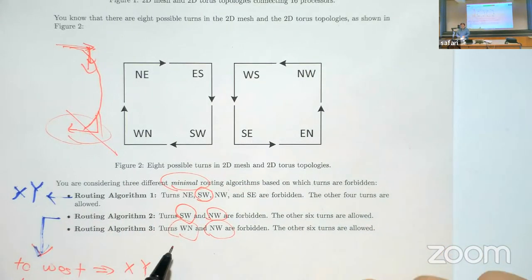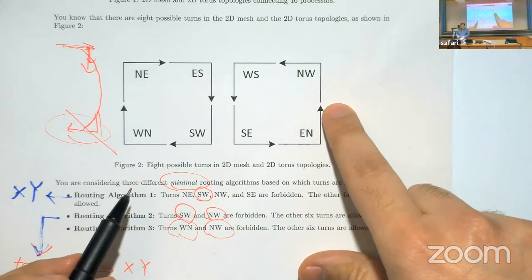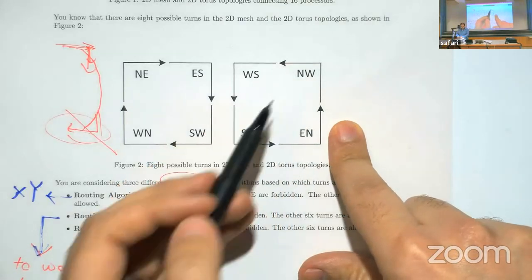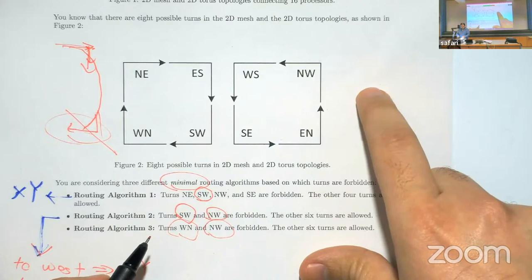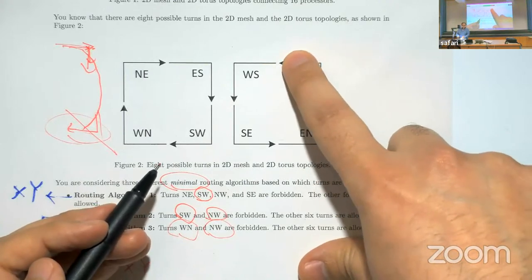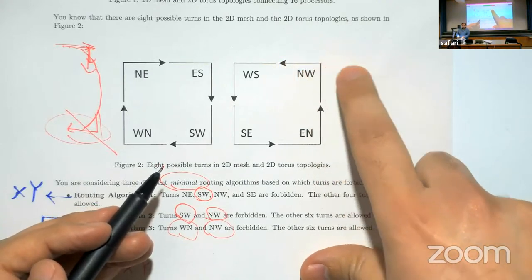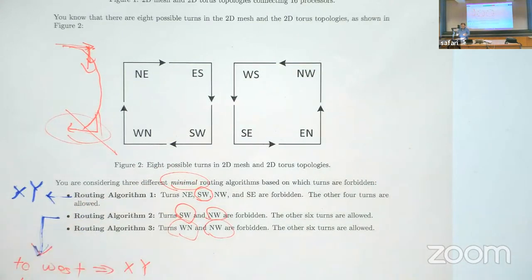But for the counterclockwise, west-north is forbidden. So for the counterclockwise, we cannot have the rightmost edge. But the thing is that the combination of the allowed links that we have can make a circle.